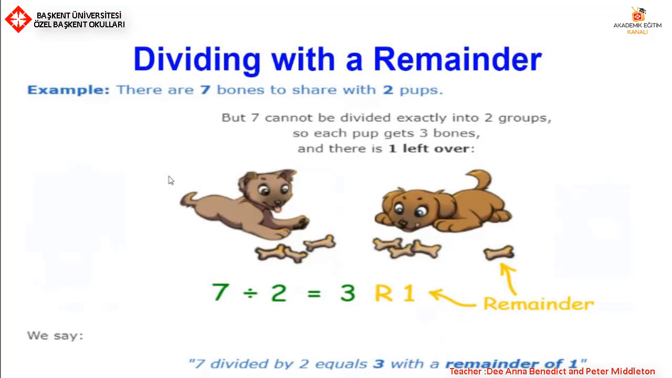Sometimes we can divide and there is a remainder. This is for odd numbers. For example, these 2 dogs have 7 bones, but they want to divide them so they can both have the same bones. But in this picture, it's impossible. They divide them and they have 3 bones each with a remainder of 1. So for odd numbers, and in this picture, they divide the numbers with a remainder.